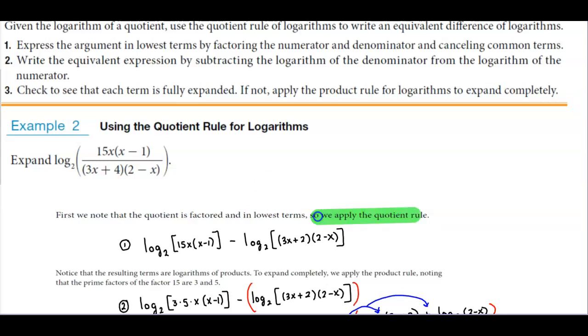Again, the quotient rule tells us that we're going to be subtracting the denominator from the numerator, so the log base 2 of the numerator, which is 15x times x minus 1. And since it's division, we're going to be subtracting here. And then the denominator is going to be the quantity 3x plus 2 times the quantity 2 minus x. So now we have that logarithm, minus the log base 2 of the quantity 3x plus 2 times 2 minus x.